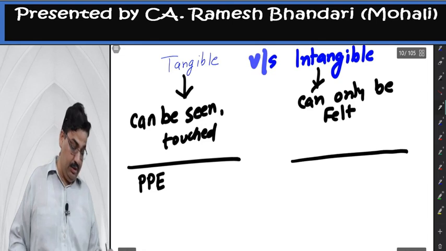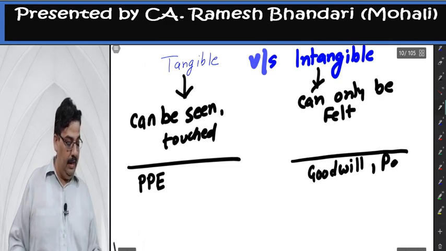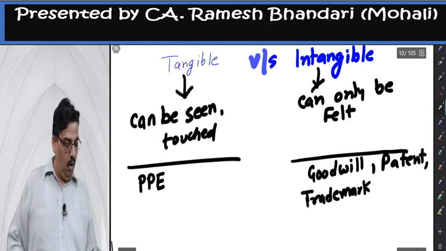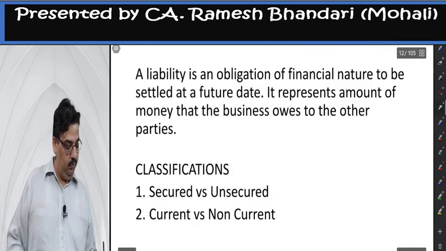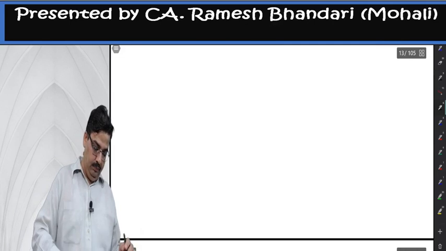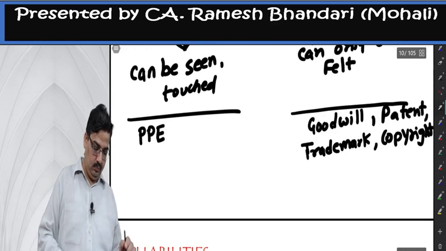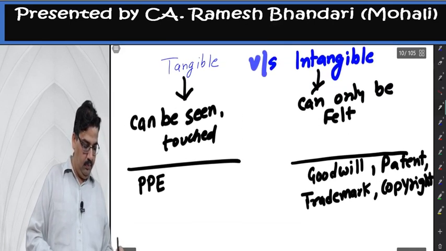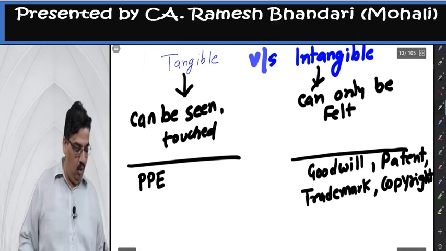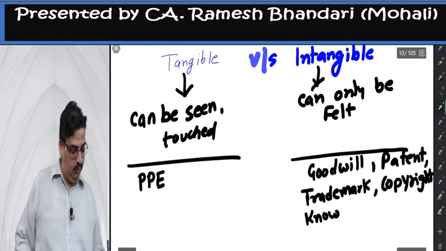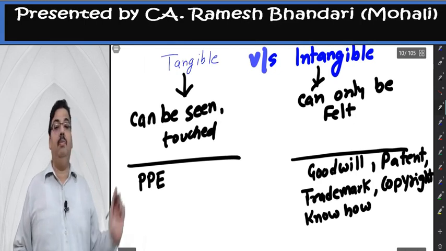Intangible includes many items like goodwill, patent, trademark, copyright, know-how, and similar so many items.